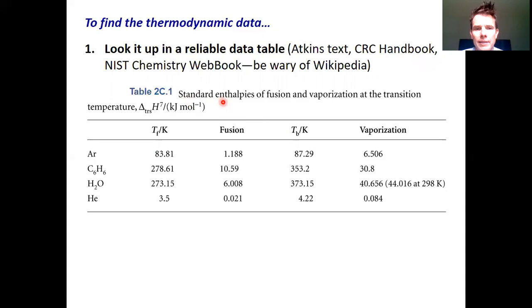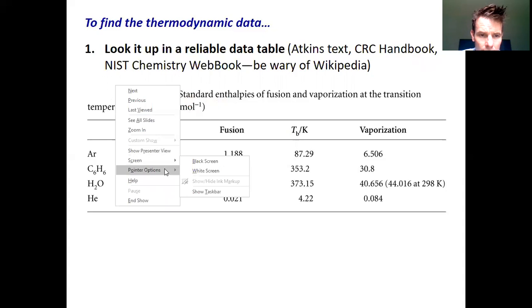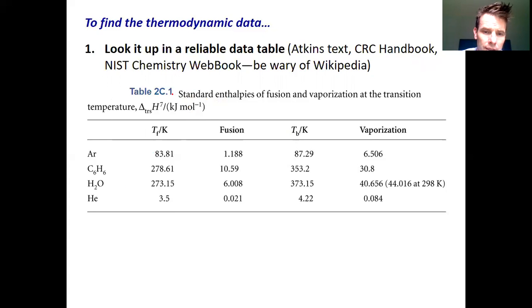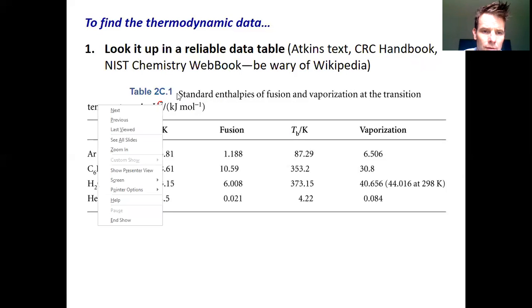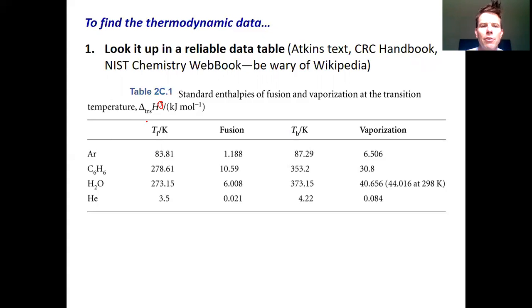Table 2C.1. This is listing the standard enthalpy of fusion and vaporization for various molecules. This symbol you can ignore. For whatever reason, this should have printed as just the degree symbol. These are the standard enthalpy of transition. For instance, in the case of water, this is telling me at 1 bar, it takes 6 kilojoules to melt 1 mole of water. I didn't say this, but fusion means melting. At 1 bar, it takes 41 kilojoules, or 44 kilojoules, to vaporize 1 mole of water. So you can simply look this data up in a reliable text.